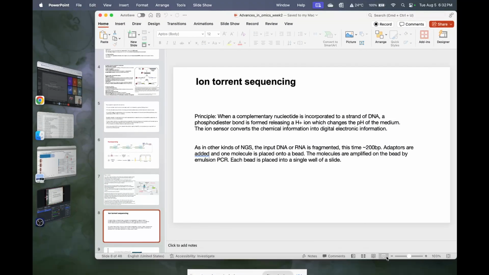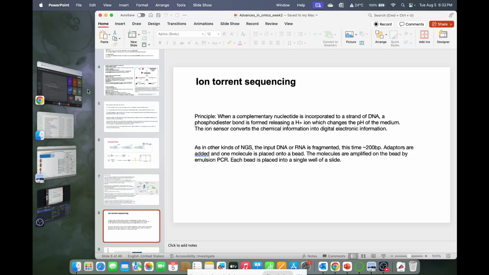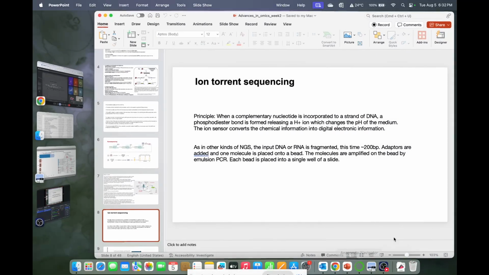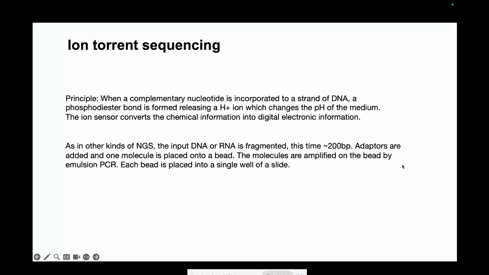Sorry for that. Now the idea here is that you are detecting the addition of the molecule as a change of pH instead of a light signal or some radioactive signal, which is captured by this ion sensor, which will convert the chemical information into digital electronic information. As in other kinds of NGS, the input DNA or RNA is fragmented. This time it is around 200 base pairs, so this is the read length. We are stuck around that read length, if you notice, 200 to 300.